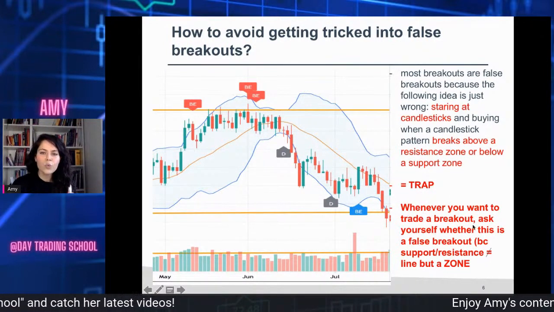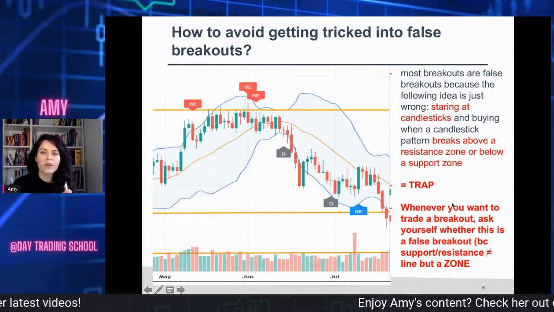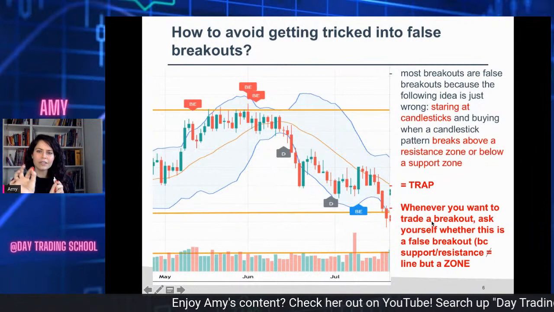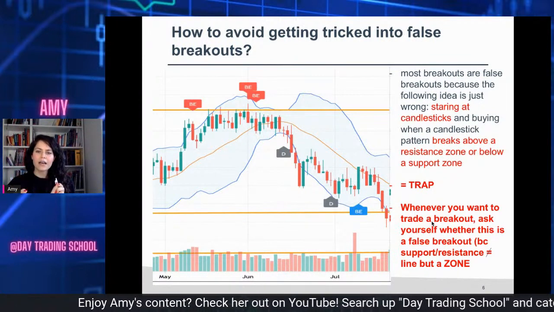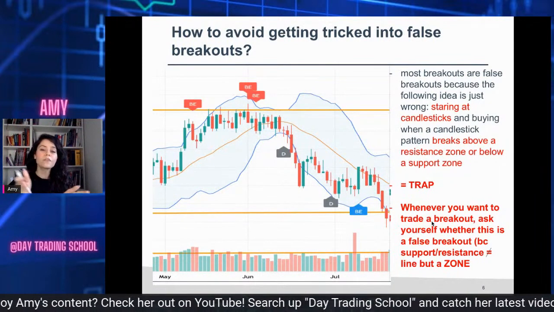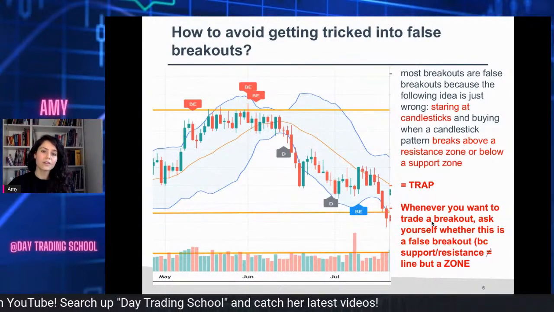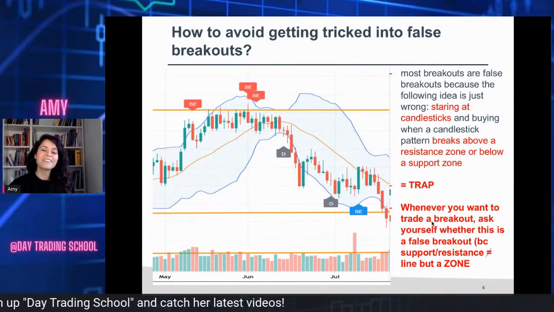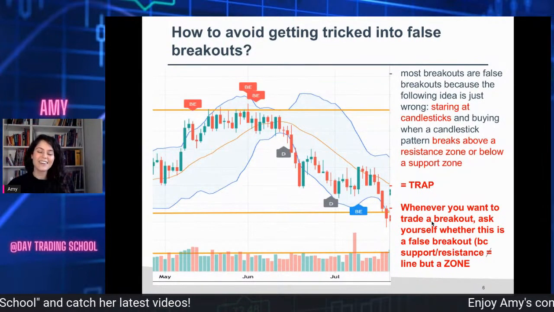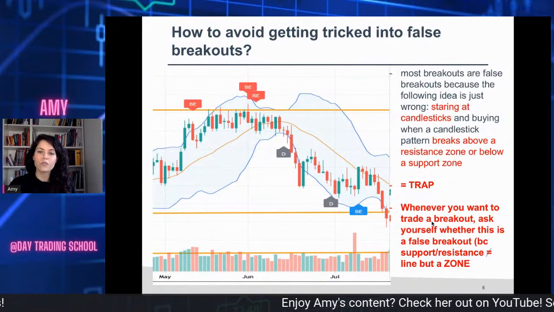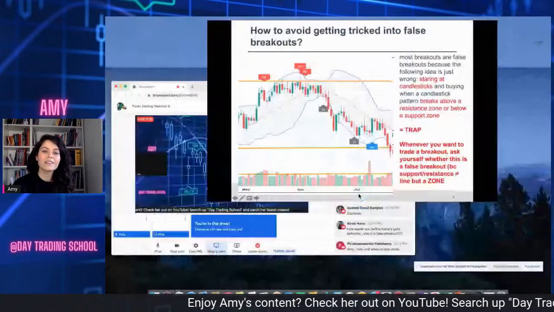So whenever you want to trade a breakout, ask yourself, is this possibly a false breakout? This could also be a false breakout, right? And as I said, in 80 to 90% of the cases, this is actually the case. It is, first of all, a false breakout. On the other hand, be careful.